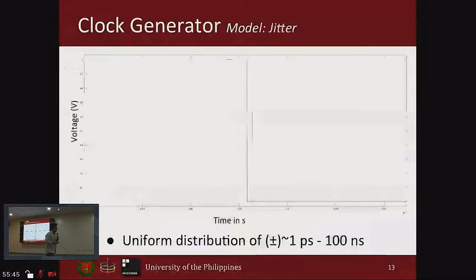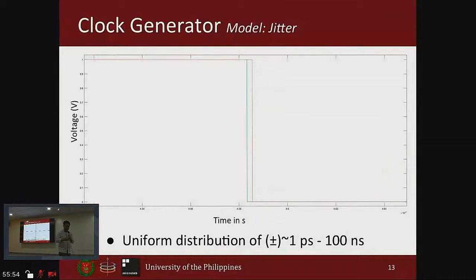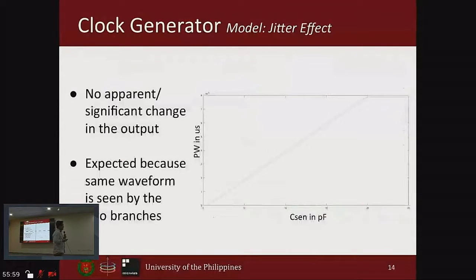And then we also looked at the jitter, and what was seen was for uniform distribution of 1 picosecond to 100 milliseconds, jitter didn't really have a significant effect on it. And in terms of the Csen, the x-axis is the capacitance that the circuit is sensing, followed by the y-axis, the pulse width in microseconds. And what is shown here is that the target range of from 1 to 20 picofarads was achieved, at least from a model's perspective.